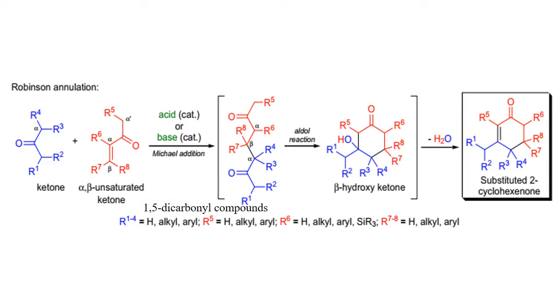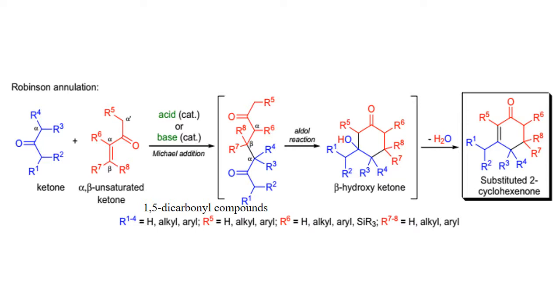Beta hydroxyketone is subjected to dehydration step. Water is lost. Hydrogen from the alpha carbon and OH from the beta carbon is lost and gives a double bond. So it gives a cyclohexenone system, that is substituted 2-cyclohexenone.